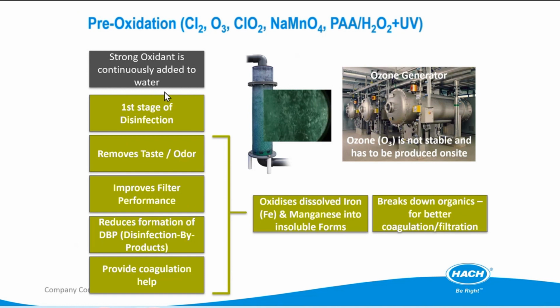And what is the use of the pre-oxidation process? The use may be to remove taste and odor, to improve filter performance, or to reduce the formation of DBP. Because when we have pre-oxidation, we can treat a little of the organic compound in the raw water. So we can reduce the formation of DBP, disinfection byproduct, and also to provide coagulation help. That's the use of pre-oxidation. And we can use either chlorine, ozone, chloramine, or other oxidants.